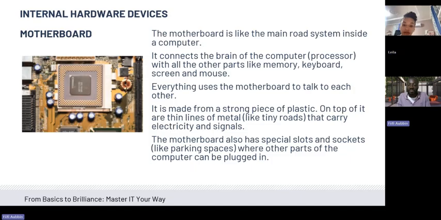Then it is made from a strong piece of plastic. On top of it are thin lines of metal, like tiny rows that carry electric signals. Those small lines that you can feel with your hand are what we call the bus lines. They are responsible for connecting all the various parts of the computer system. Without the bus lines, you have a computer system full of wires. So they use the bus lines to talk to each other. Does that make sense?